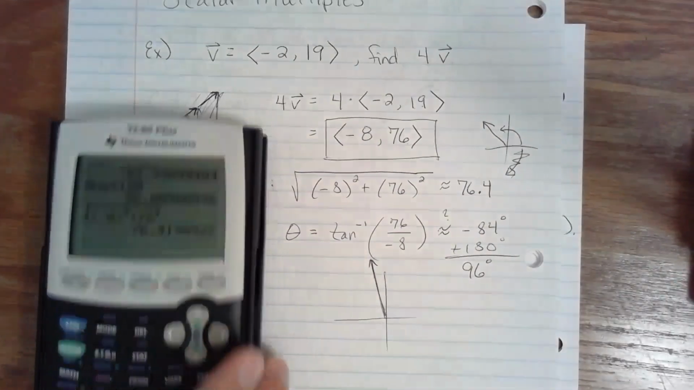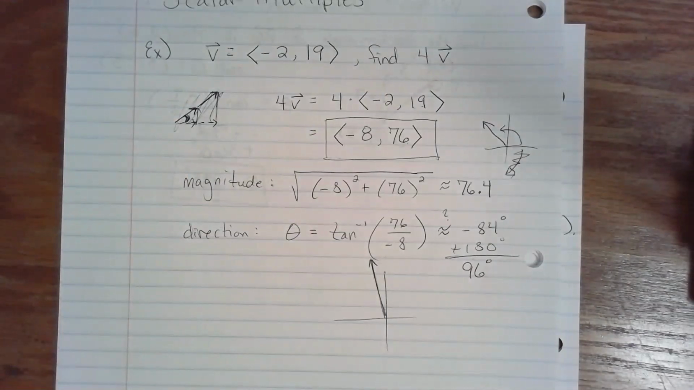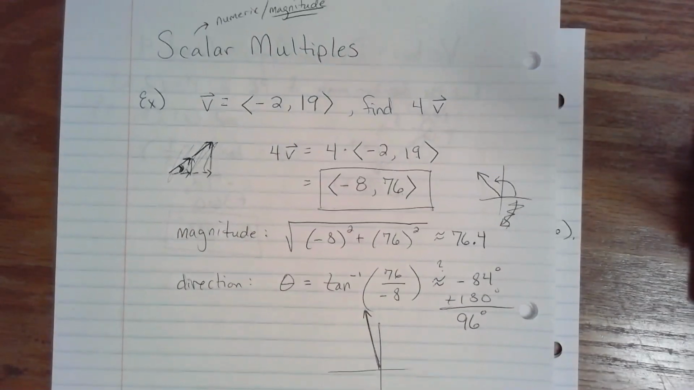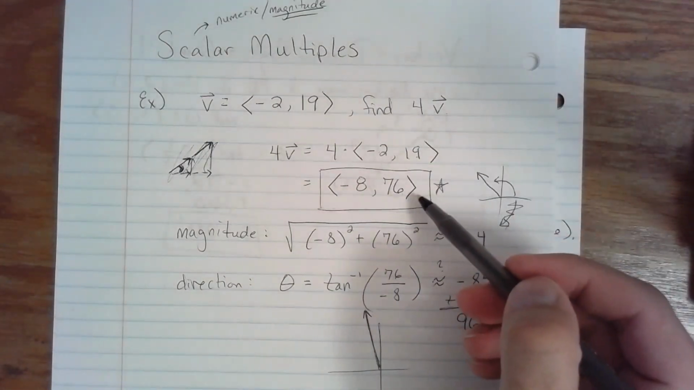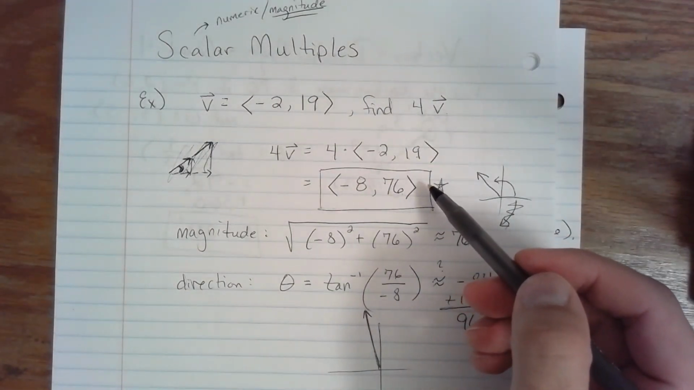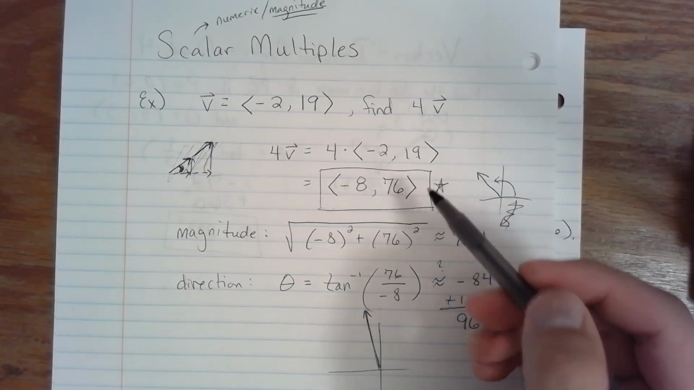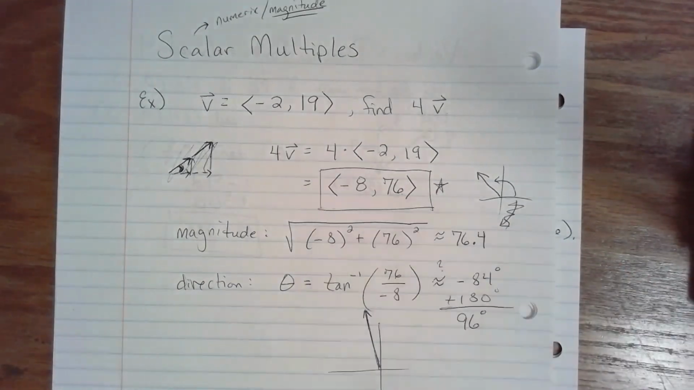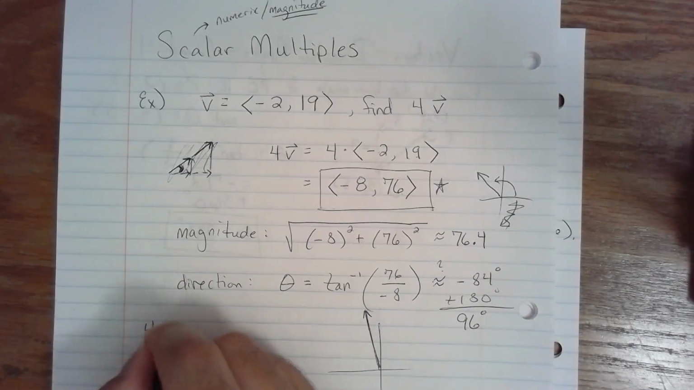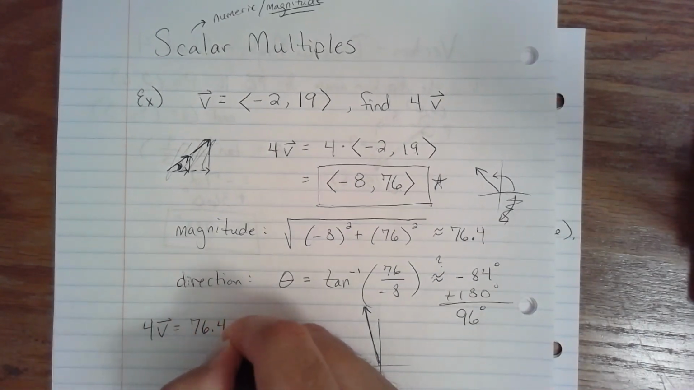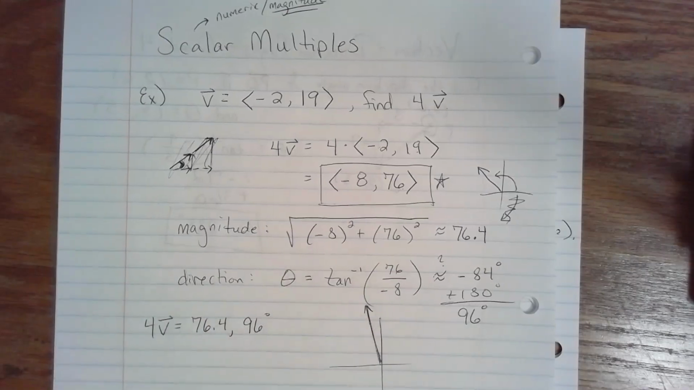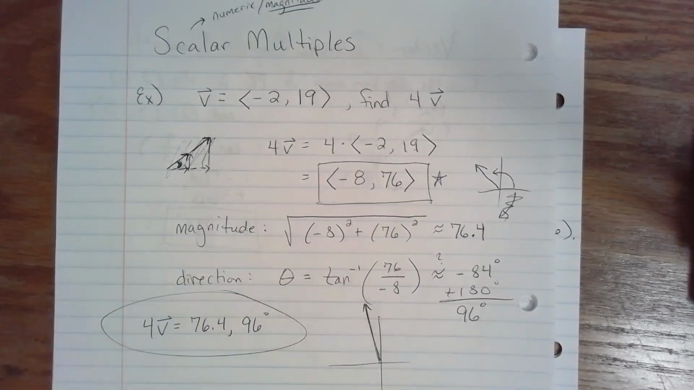So this is just kind of an overall spiel here of what you could do with this. For this problem, this right here was the actual answer. It did not specify, it didn't say to change it to magnitude and direction. But this vector would also be written in polar notation as 76.4 magnitude with an angle of 96 degrees. So this is an alternative answer that you could have had here, depending on what they asked you to do.